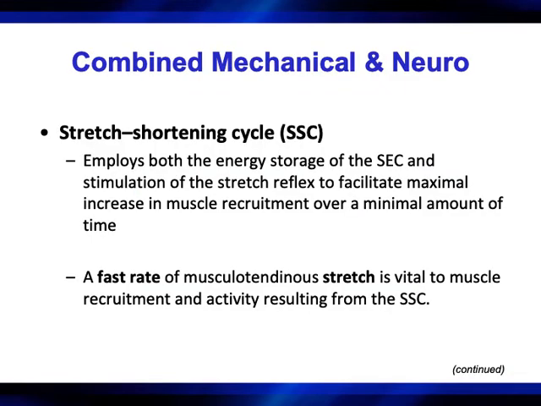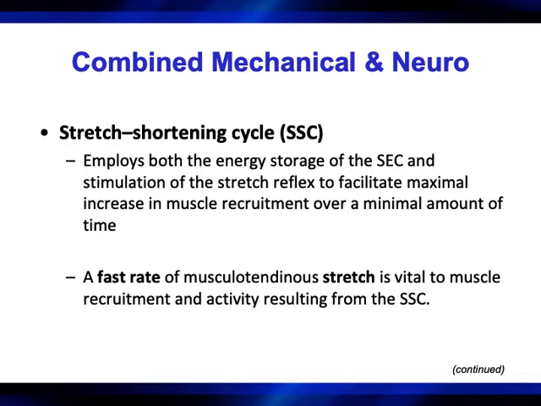So ultimately, it comes down to the combination of the mechanical and the neurophysiological models to understand plyometrics. The combination of the two is called the stretch-shortening cycle. So we need a stretch, which is the eccentric loading of the muscle, followed by a shortening, which is the concentric. So for plyometric training, you need an eccentric component and the subsequent concentric component. The stretch-shortening cycle employs both the energy storage of the series elastic components, the SEC, and the stimulation of the stretch reflex to facilitate maximal increase in muscle recruitment over a minimal amount of time.